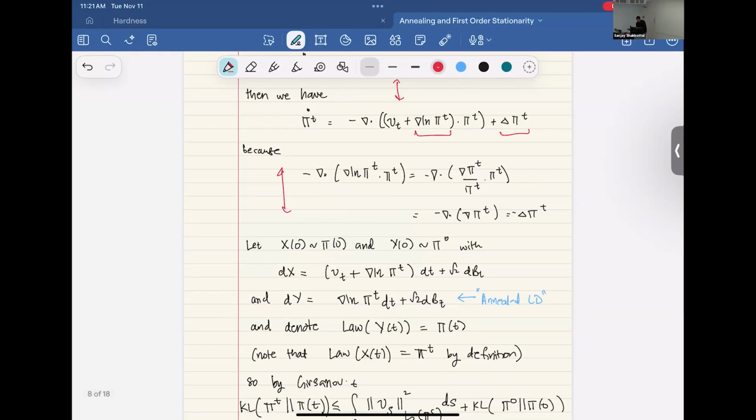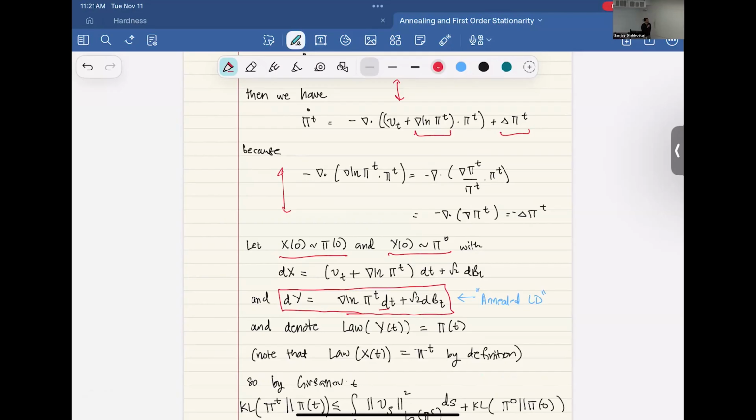And so now what you can do is start off x of 0 at pi of 0, which is your initialization, and start off y of 0 at pi superscript 0, which is like the ground truth, right? Evolve y just according to this annealed Langevin dynamics. So this is the algorithm that we are actually running. At every time you're doing Langevin, but towards pi t instead of a fixed pi. And evolve the other one.